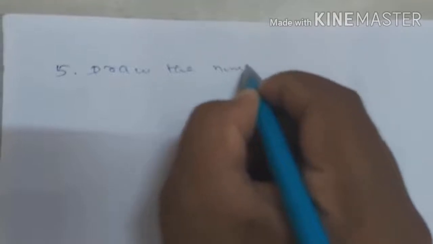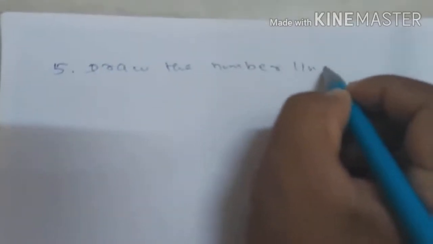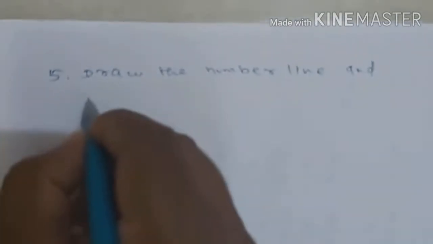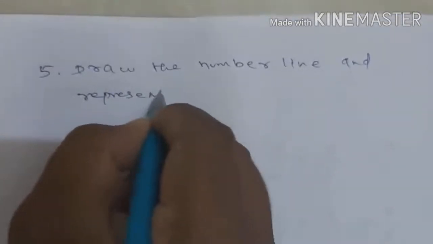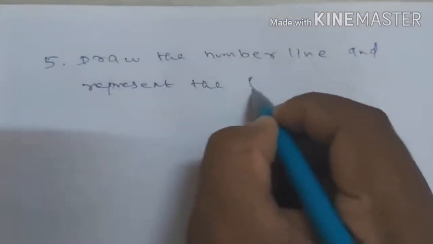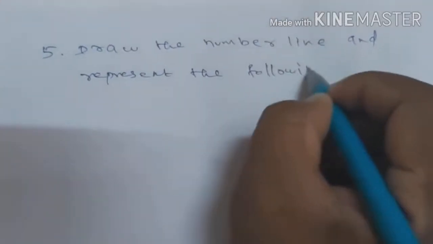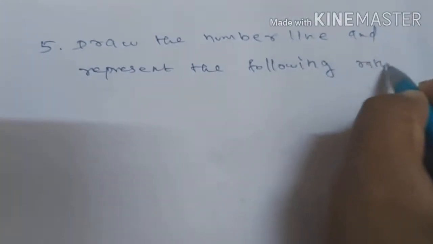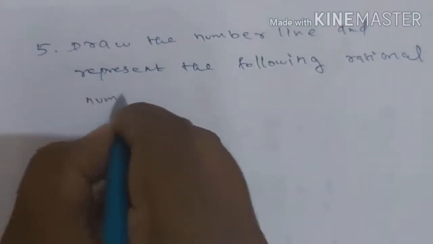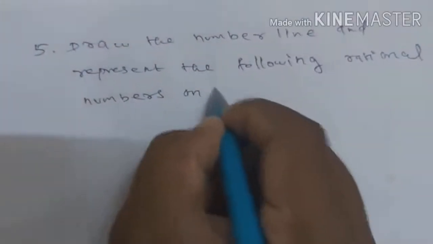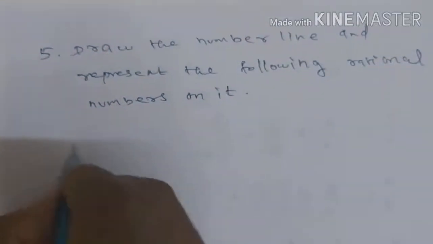Next question: draw the number line and represent the following rational numbers on it. We have already taught how to draw a number line. First, check whether the number is a proper fraction or an improper fraction. So the first sum, 9/4, is an improper fraction.